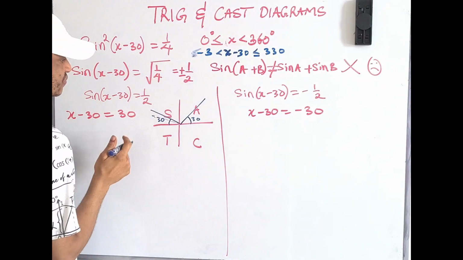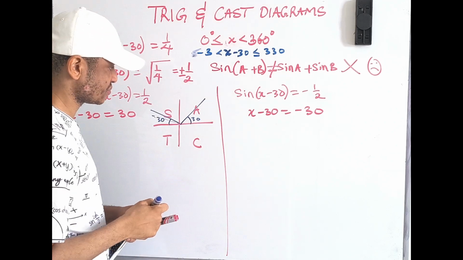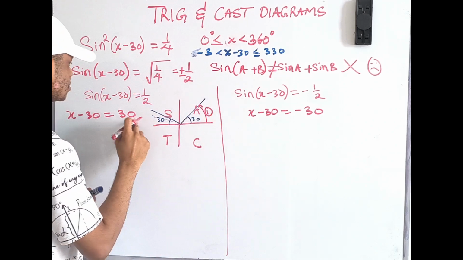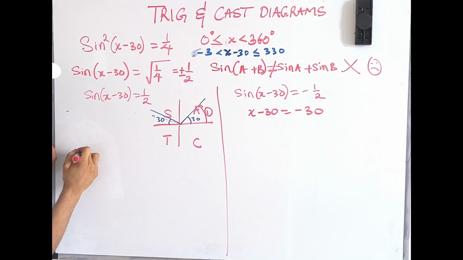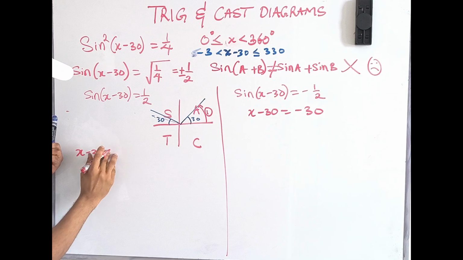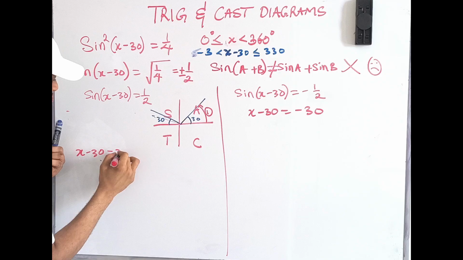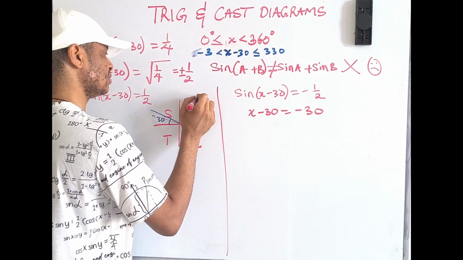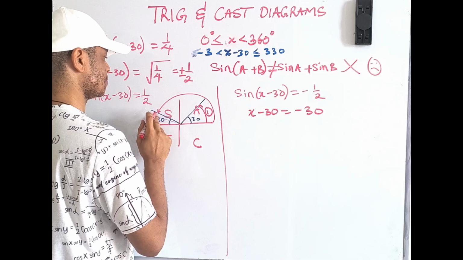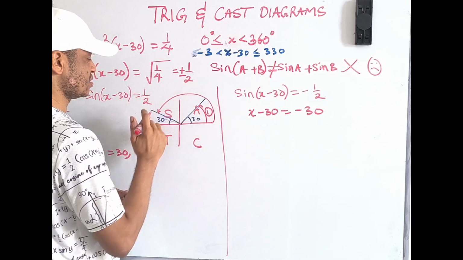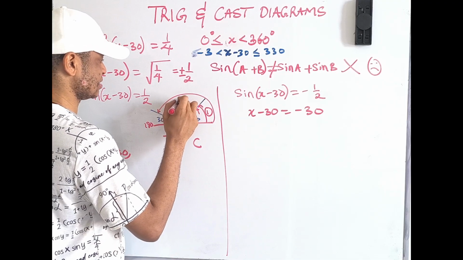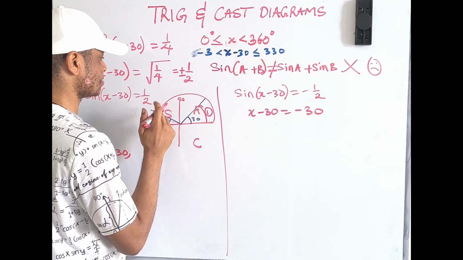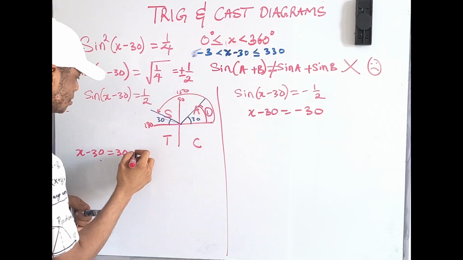So I only have positive. So my first answer will be this. This is my first answer, so I'm just going to write it here. So x minus 30 is equal to 30. This is my first answer. My second answer will be this. How do I find this? This is 180, right? This is 90. So 180 minus 30, 150. So this is 150.